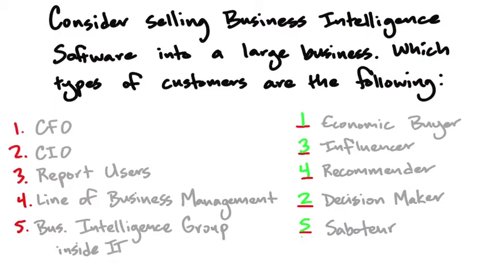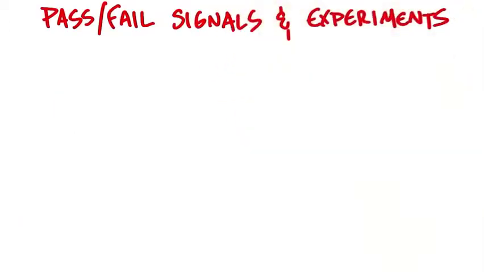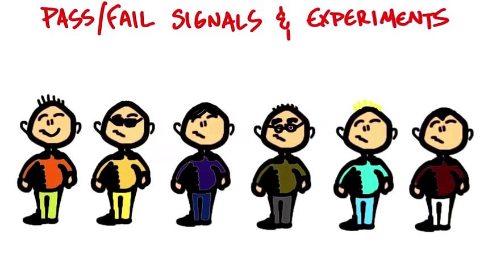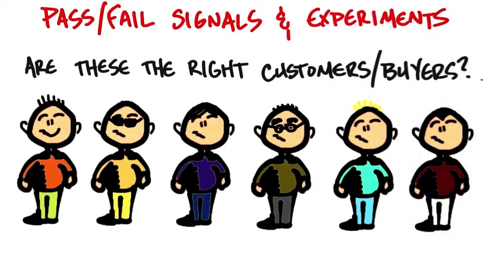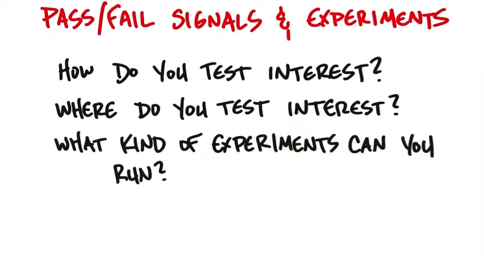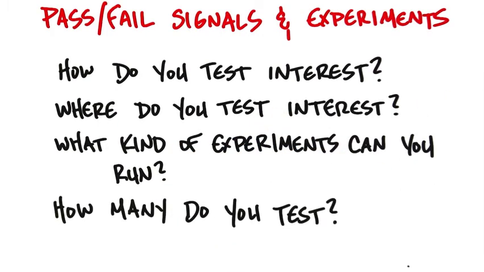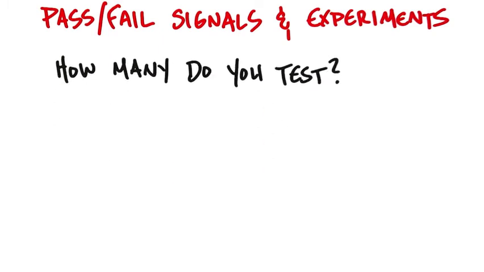Remember, we've been talking about pass-fail signals and experiments. So as you get out of the building and start talking to these potential customers, you need to set up some experiments. How do I know these are the right customers or the right buyers? And so you want to set up a series of experiments to test interest and figure out where you want to test it, what kind of experiments you can run, and how many to test. By the way, the how many is a classic question, and the answer is it depends.